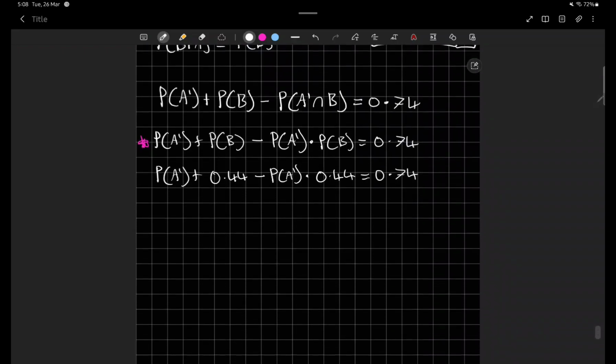So this is where we can start to rearrange and manipulate it algebraically a little bit. You want to deduct 0.44. Okay, so that's going to get rid of that. You're left with the probability of A complement minus the probability of A complement times 0.44 equals 0.3.